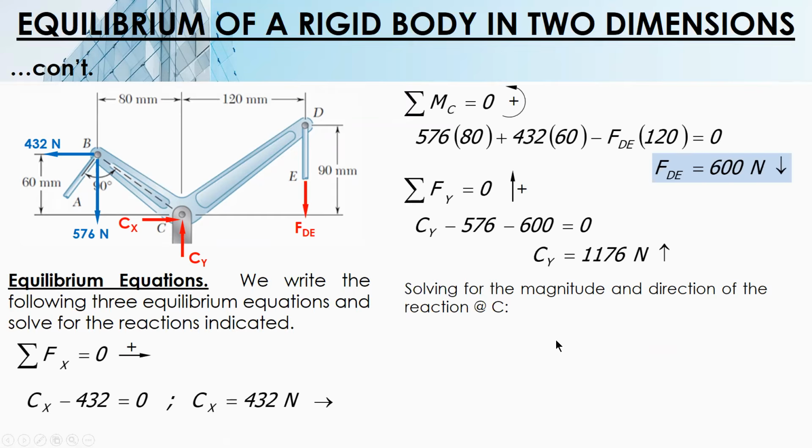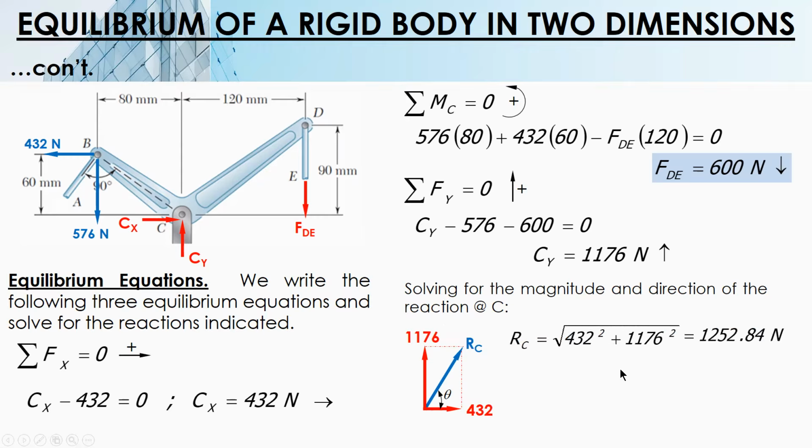But if you want to solve for the resultant, the magnitude and direction of the reaction at C, you can plot Cx and Cy. Cx is directed to the right, 432, and then Cy upward. And then construct a rectangle. The diagonal is the magnitude RC, and then the angle from the horizontal. So to solve for the magnitude, use the Pythagorean theorem. And then for theta, arctangent of Fy over Fx.